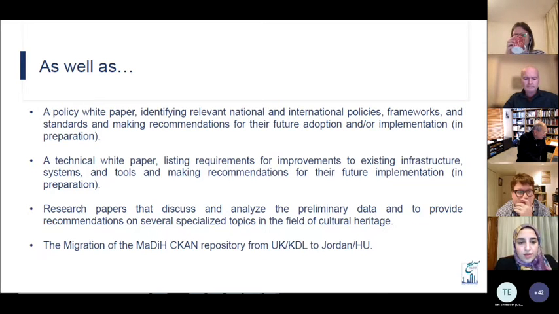They are now ready and produced and outlined, and I will share the links with you later if you need them. And also a technical white paper to list all the requirements for improvement of existing infrastructures, systems and tools, as well as research papers, some of which have been published and some are still under preparation. And also a start of a catalog of a national heritage data repository that started at King's College London and is now being moved to Hashemite University in Jordan.